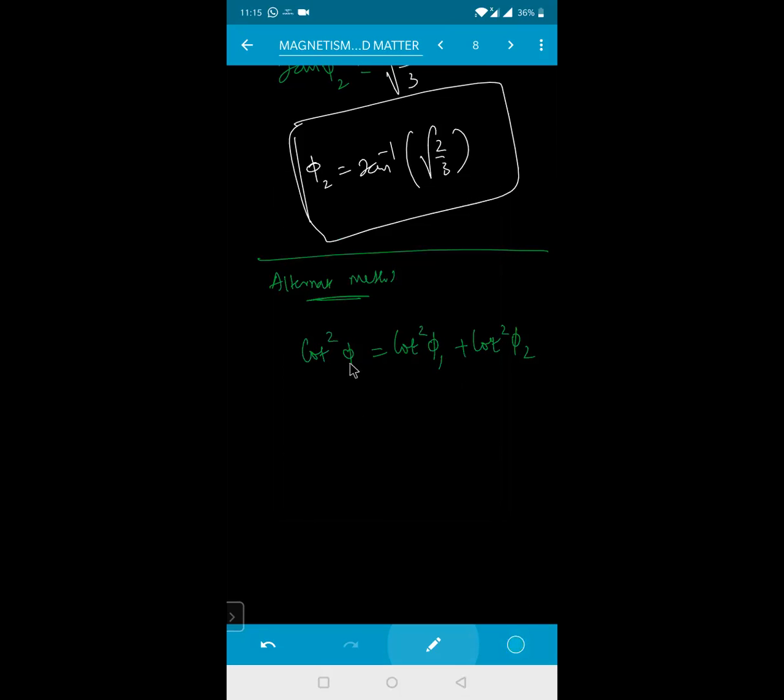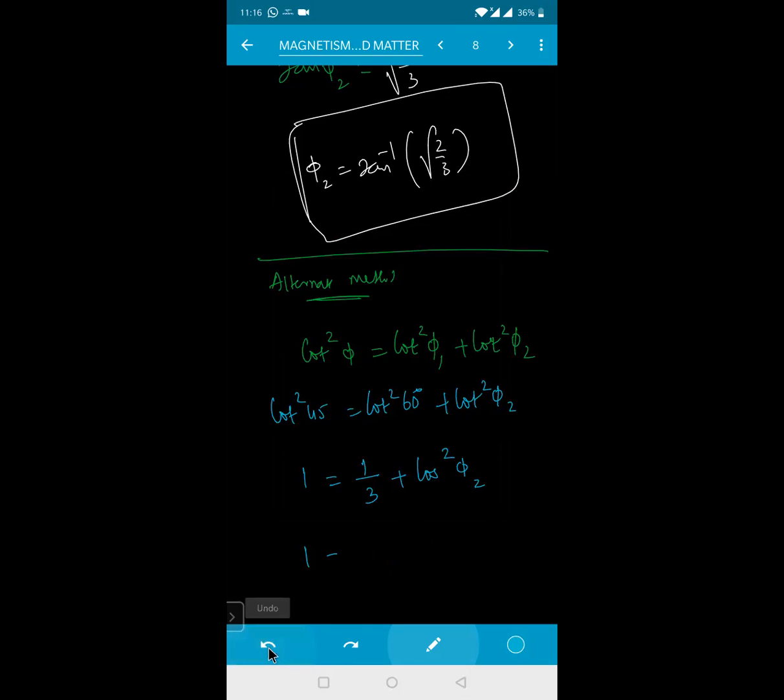Phi value is 45 degrees, so this value will be equal to cot square 45. That is equal to cot square of this angle, 60 degrees, plus we need to get the value of cot square phi 2. Cot 45 is equal to 1. Cot 60 is 1 by root 3, so cot square is 1 by 3. So 1 is equal to 1 by 3 plus cot square phi 2.